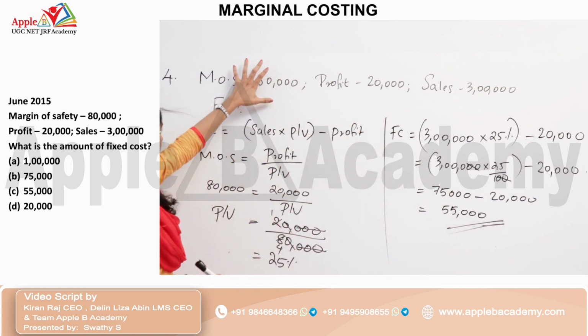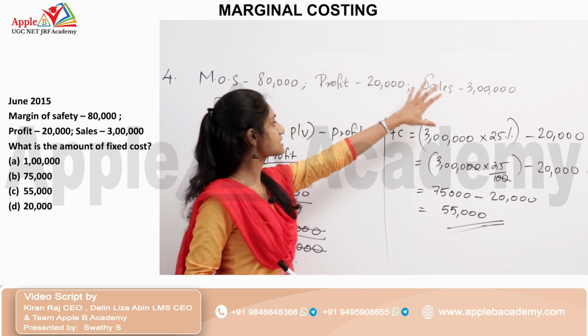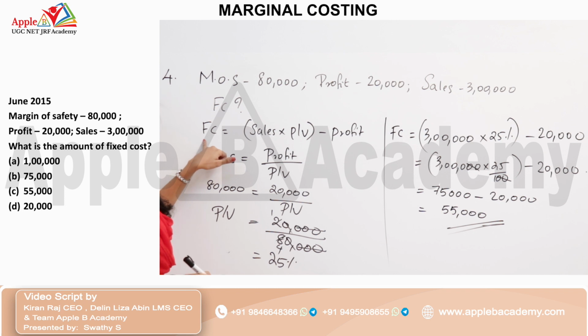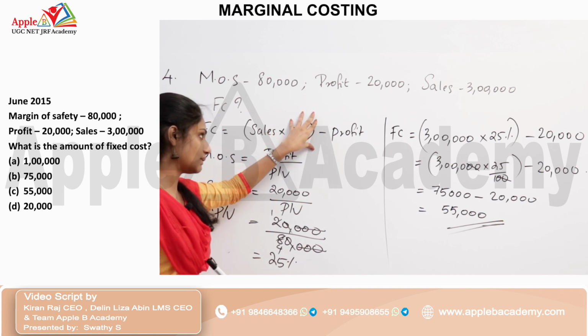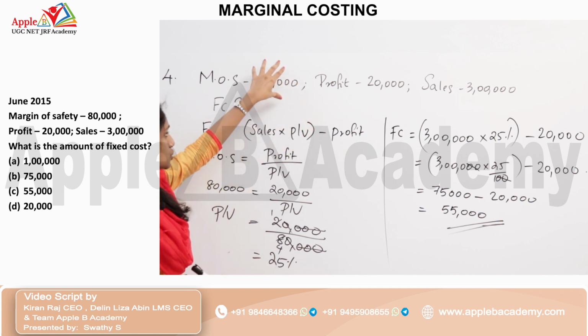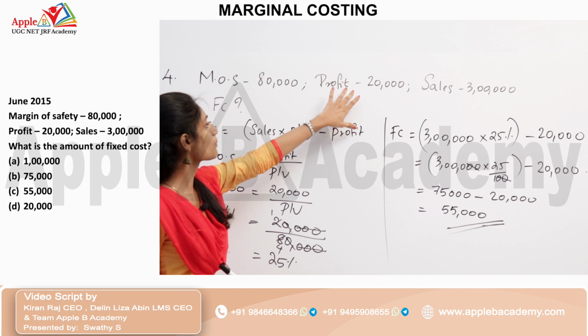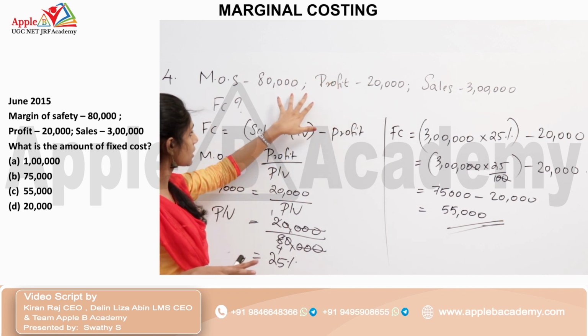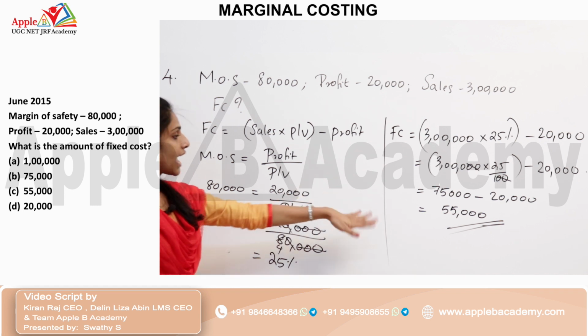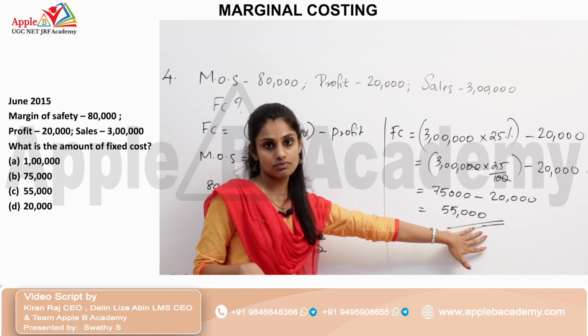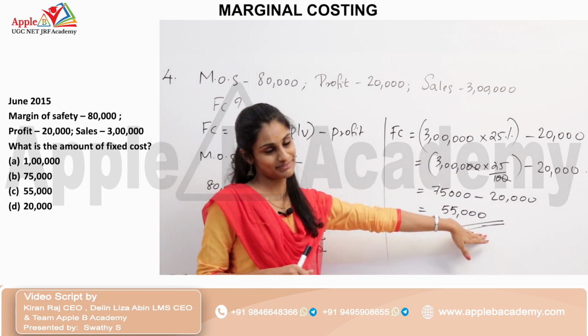Okay. So from this information, firstly we have profit, sales and margin of safety. The common equation you can use for finding fixed cost is sales into PV minus profit, and here we need to find PV ratio. So for finding PV ratio, we used profit and margin of safety. Two items are given. So with that we got PV ratio as 25%, and the final answer for the fixed cost will be 55,000. Okay.